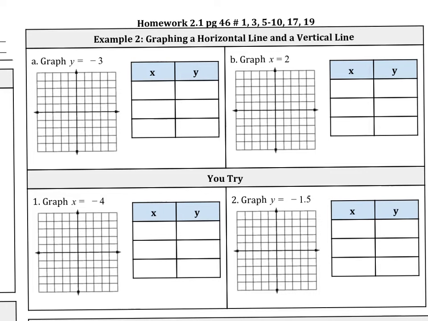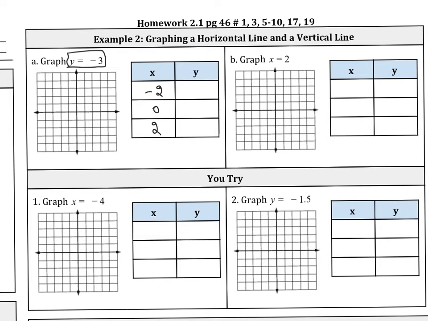Let's start with -2, 0, and 2. You can plug these values into the equation and find the y value. But here, if you look at this equation, y equals -3 doesn't even have x values. It means whatever value you choose for x, y still remains the same because y is a constant.